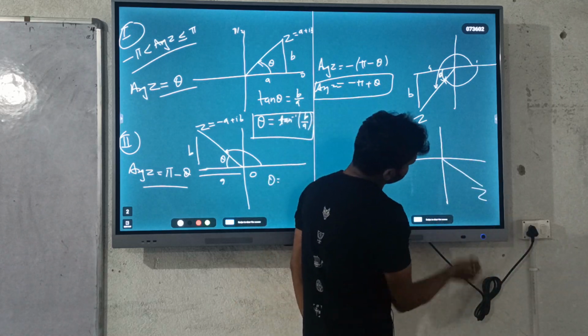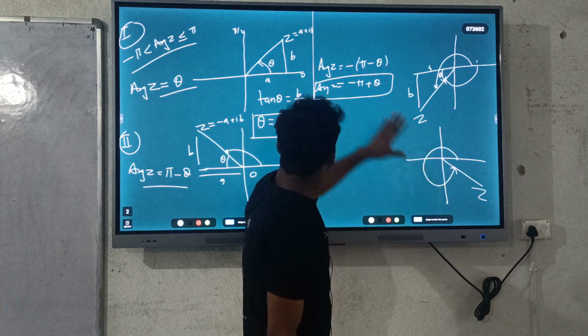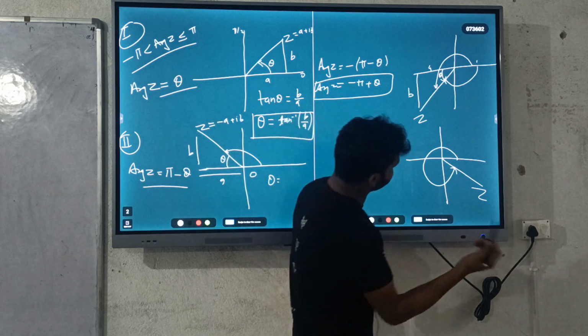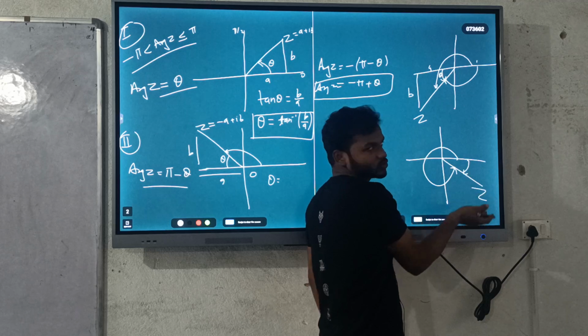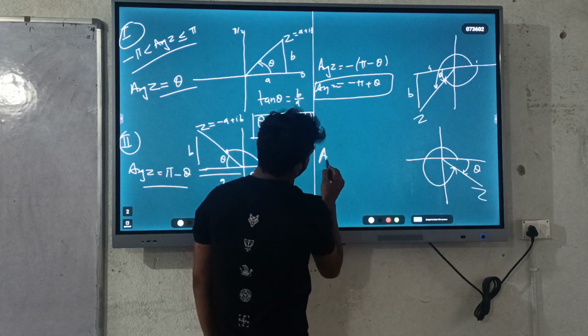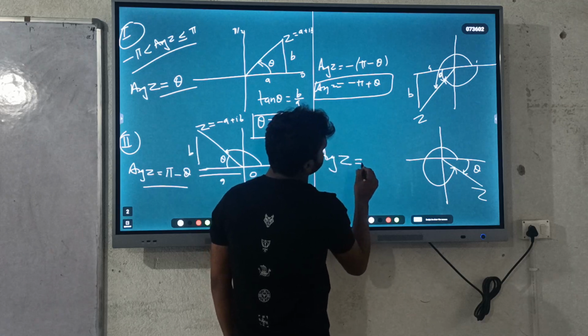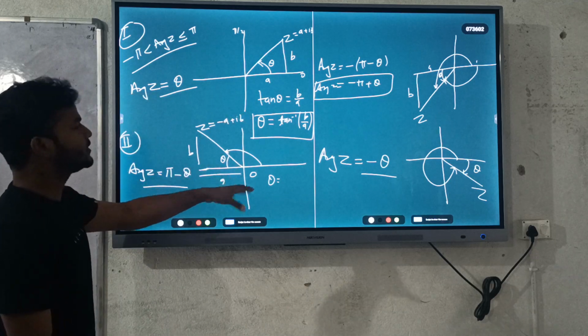In this case, we don't calculate this angle because it is not lying in this interval. So we calculate this angle in the clockwise direction, so in this case it is negative. This is theta, and in the fourth case the argument value is minus theta. So these are all the possible cases.